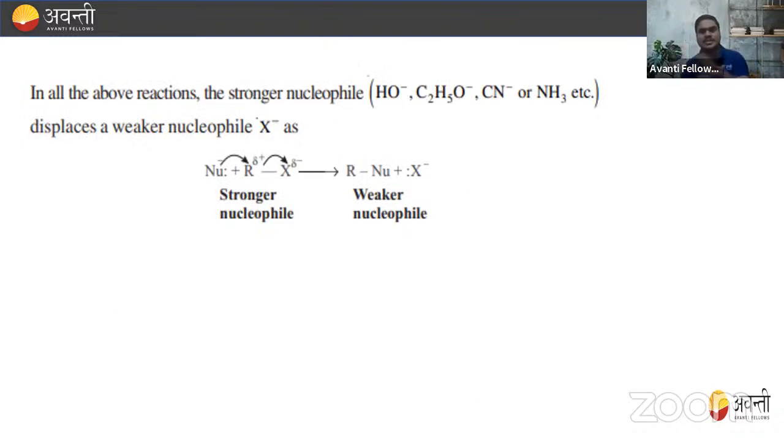Nucleophilic substitution reaction. In all the above reactions, the stronger nucleophile displaces the weaker nucleophile. If someone asks, can you name some stronger nucleophiles? Just remember the names: OH negative, C2H5O negative, CN negative, or NH3. These are basically the stronger nucleophiles, and they displace the weaker nucleophile like X. Halogen itself behaves like a nucleophile, but it is a weaker nucleophile. So they displace the weaker nucleophile. Thus, we can say that they must be strong.